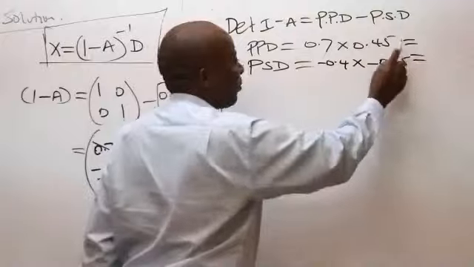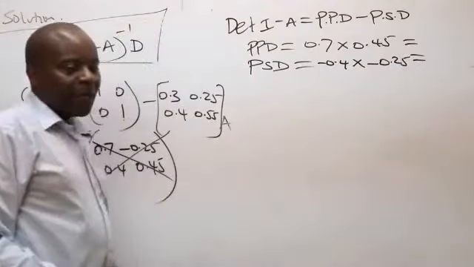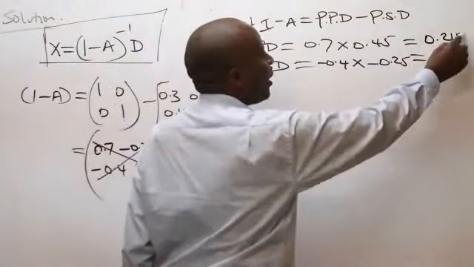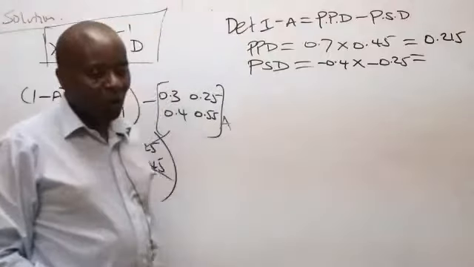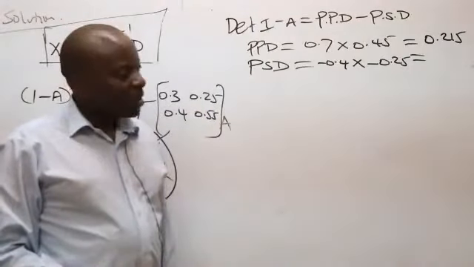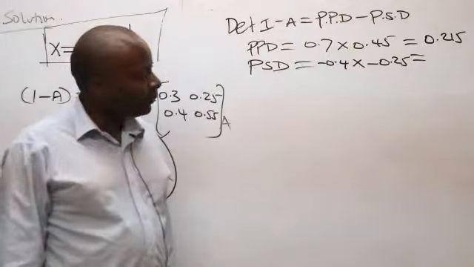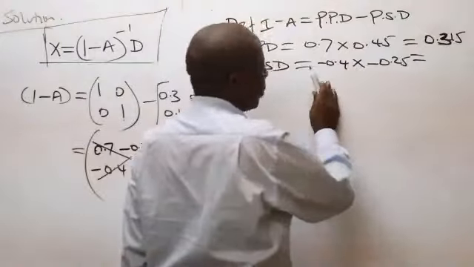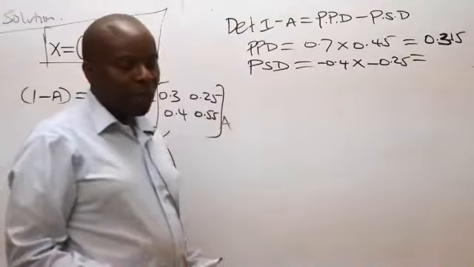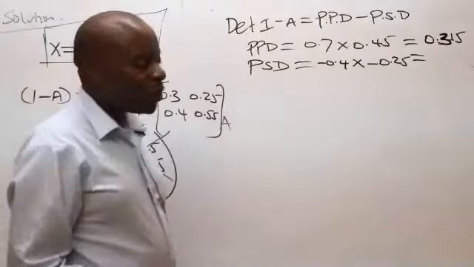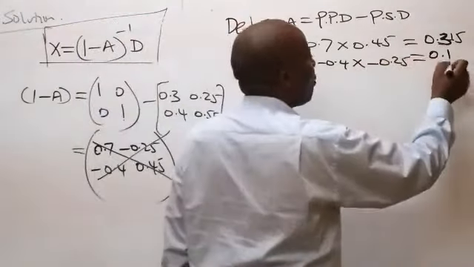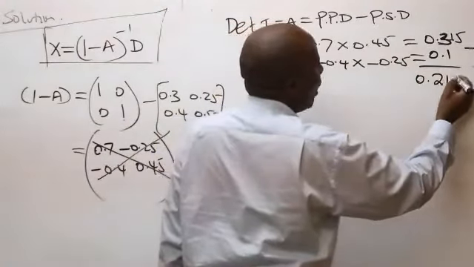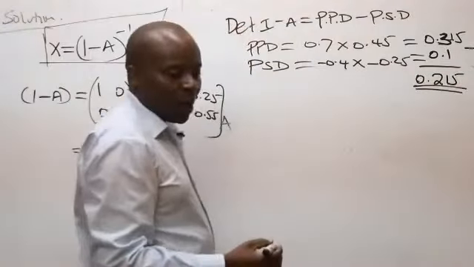Could you kindly give me the product of the primary diagonal? Somebody is telling me 0.215, and somebody else 0.315. 0.315, thank you very much. How about the product of the secondary diagonal? According to Fatma, it is 0.1. So you're supposed to subtract the two. When you subtract the two, you get 0.215 like that.